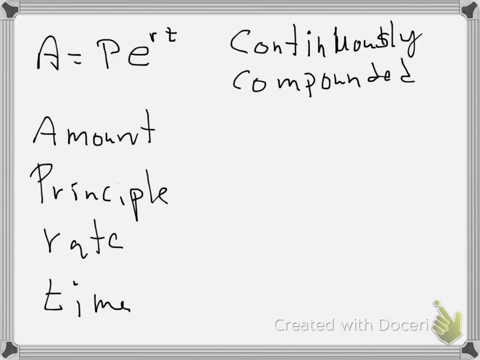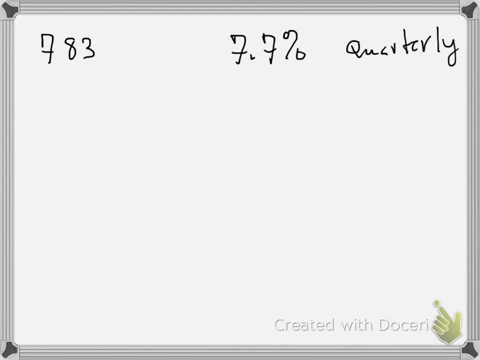Okay. So let's take a look at a problem. Let's say that you have $783 to invest, and you can find an investment that will pay 7.7%, and that's compounded quarterly. And you're wondering, how much money would I have if I left it in there for 10 years?